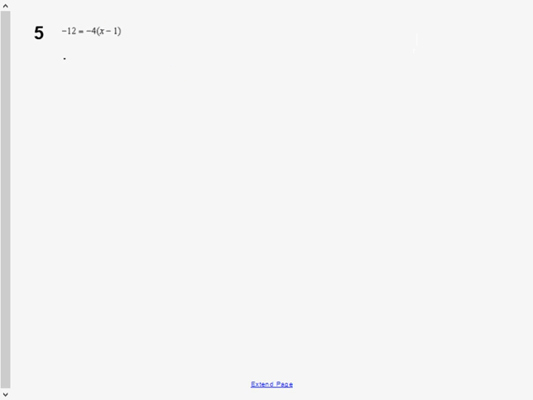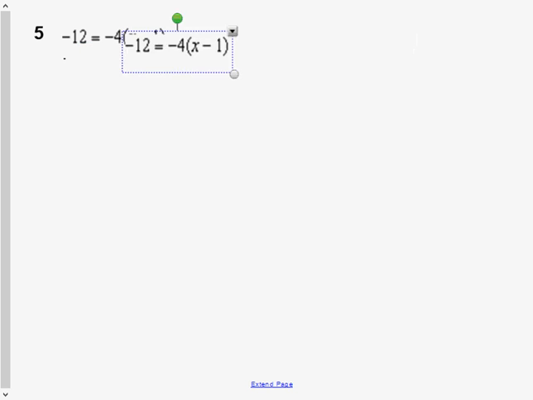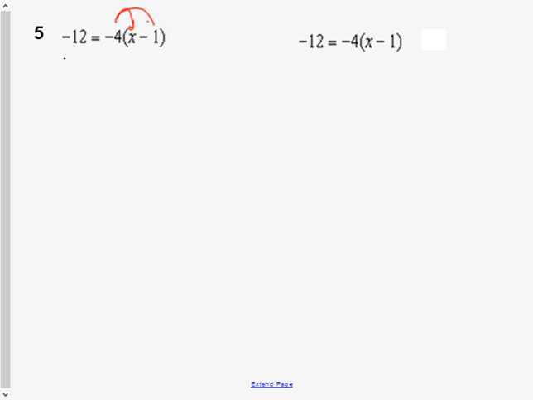Question 5. I will clone it again. I'm going to expand. So this time we have a negative 4 times x, which will be a negative 4x. And this is where it gets a little tricky for people. A negative 4 times a negative 1 is a positive 4. Okay? So when I expand it, this is what I end up with for an equation. Some people still think it's a negative there, and they forget that. But it's a positive, because a negative 4 times a negative 1 is a positive 4.